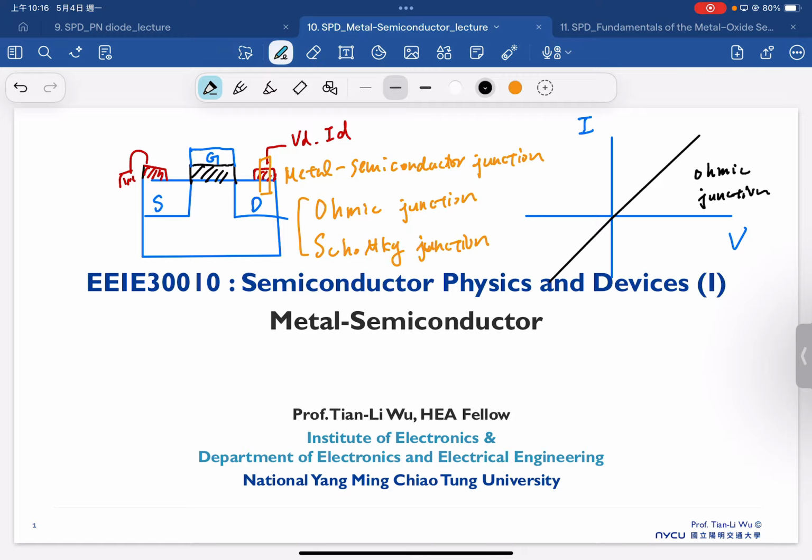On the other hand, the Schottky junction will not follow Ohm's law. The Schottky junction has a rectifying characteristic, which means under forward bias, we need to apply a voltage larger than the forward turn-on voltage, and only then does the current start increasing. So this is our VF. And under reverse bias, there's no current until the breakdown. So this is typical for the Schottky junction.